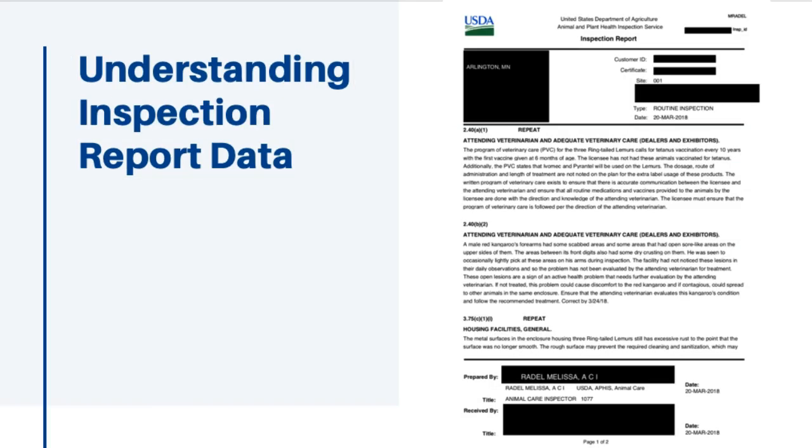In addition to the annual report data, you are also able to access inspection report data. Inspection reports are issued when a USDA inspector has come in and found some sort of a problem within the site, something that violates the Animal Welfare Act.